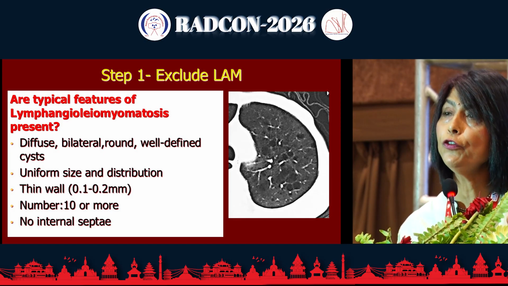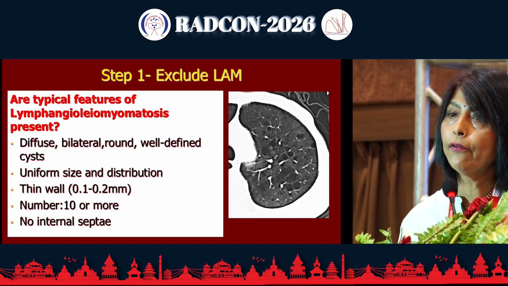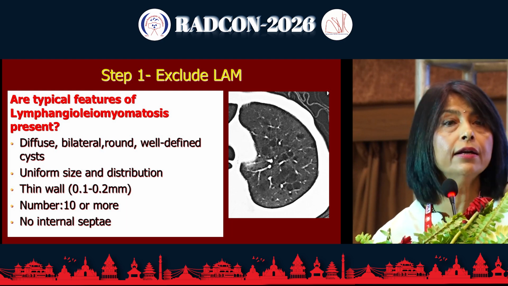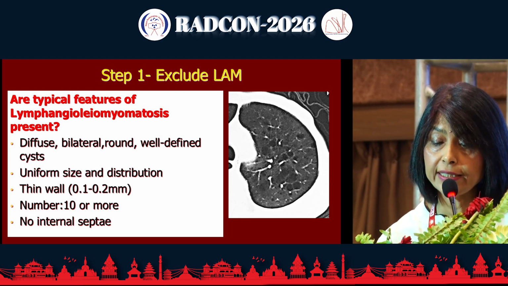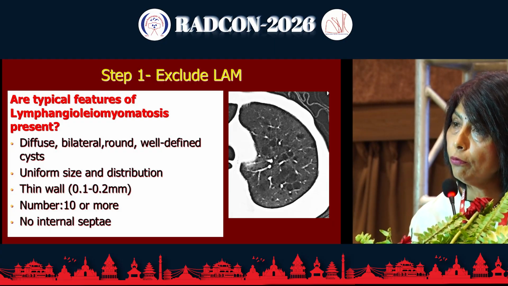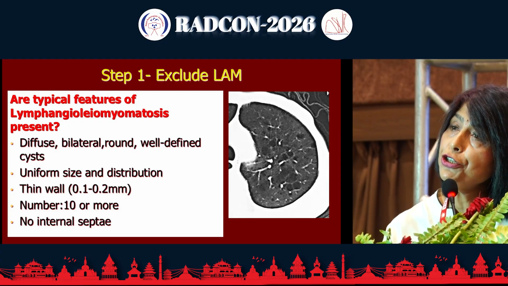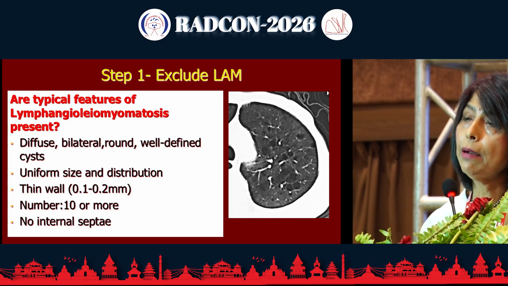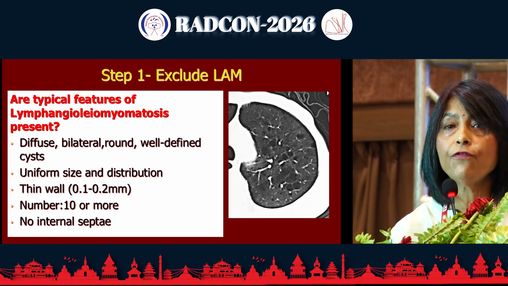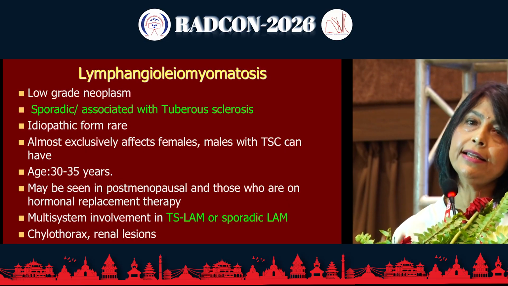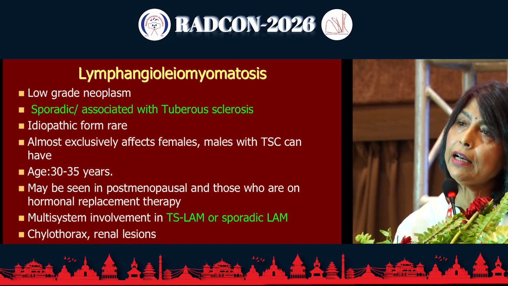Keywords here are diffuse, bilateral, random, uniform sized. Yeah, uniform sized, number 10 or more. These are the diagnostic criteria for calling something a lymphangioleiomyomatosis. What is lymphangioleiomyomatosis? It's a form of neoplasm. In the last WHO classification, it was classified under PEComas. Now it has been removed from PEComas. It's still classified under mesenchymal tumors.